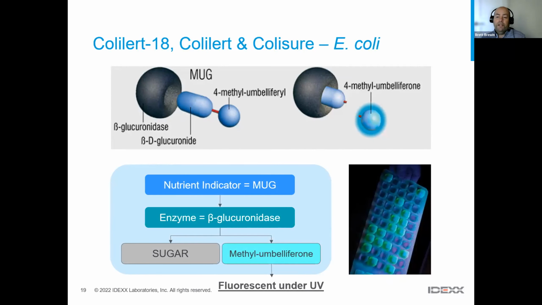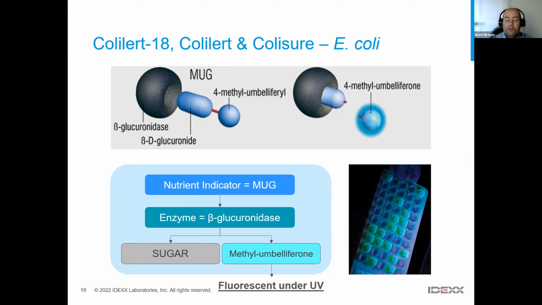If we're looking for E. coli in a sample, all three products work in exactly the same way. There's a second nutrient indicator within these products called MUG, and there's a specific enzyme, very specific for E. coli. The enzyme is called beta-glucuronidase. That breaks down the MUG to a sugar and a product called methyl umbelliferone, and that fluoresces under UV light.